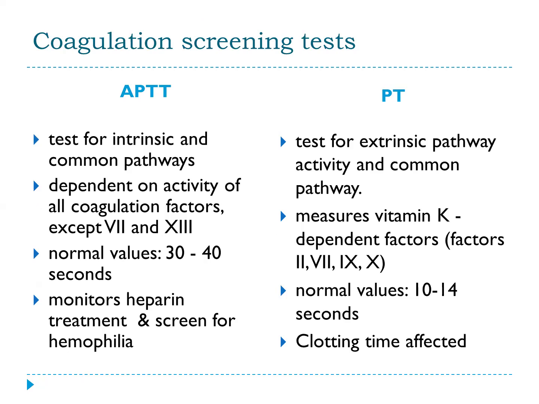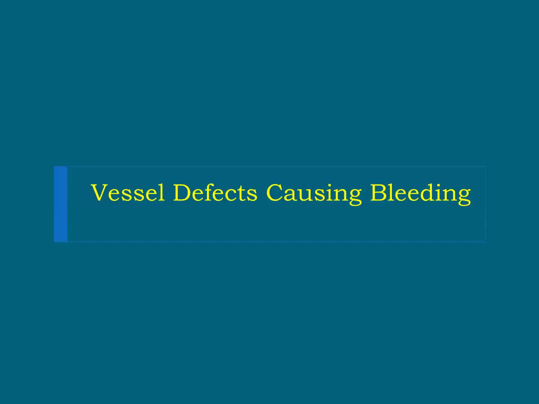Test for intrinsic and common pathways, APTT, and this is dependent on the activity of all coagulation factors except 7 and 13. Normal values are 30 to 40. It monitors heparin treatment and screens for hemophilia. So if there's hemophilia, then factor 8 is basically deficient, and then APTT is going to be prolonged. So we're going to talk about that later.